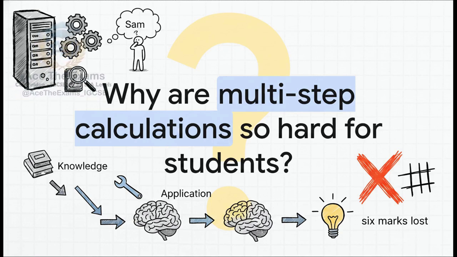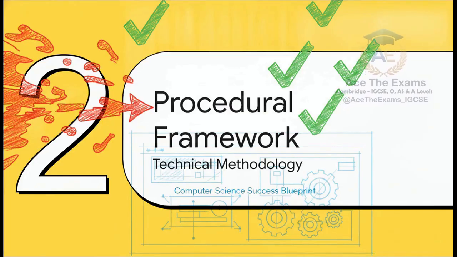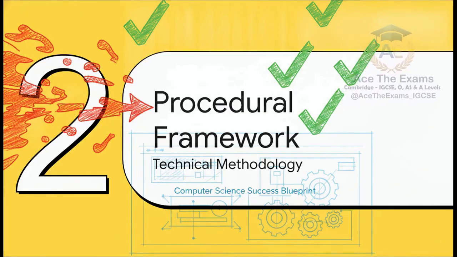Why did that happen? Because the assessment objectives for these papers specifically target distinct cognitive domains: knowledge, application, and analysis. If you only show the final output, you are entirely ignoring the application and analysis domains. You are literally robbing the examiner of the chance to give you method marks. You have to show the journey, not just the destination. That takes us perfectly into Section 2, the procedural framework.